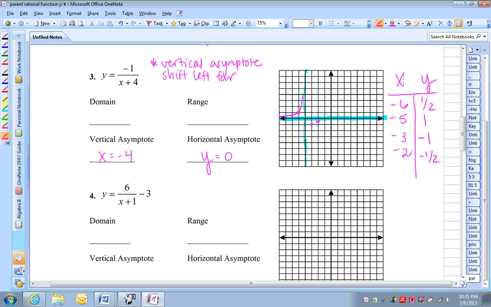And then I draw a curve through those points and approach my asymptotes. And your graph should end up looking something like that. Now my domain is all x values except for negative 4. So my domain is x cannot equal negative 4. My range is all y values except for 0. So y cannot equal 0 is my range.